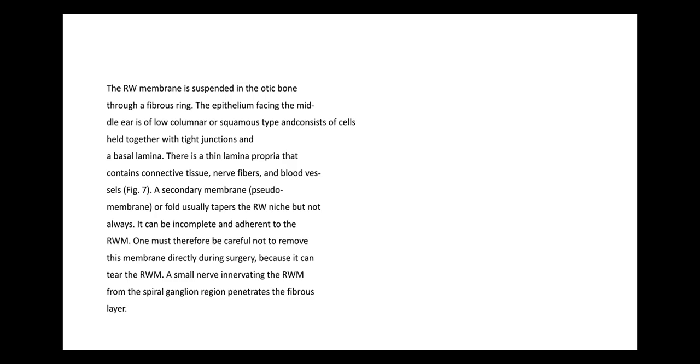A secondary membrane called a pseudomembrane or fold usually tapers the round window niche, but not always. It can be incomplete and adherent to the round window membrane. One must therefore be careful not to remove this membrane directly during surgery because it can tear the round window membrane. A small nerve innervating the round window membrane from the spiral ganglion region penetrates the fibrous layer.